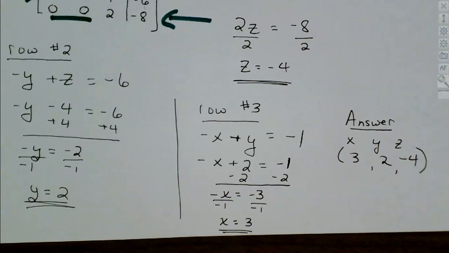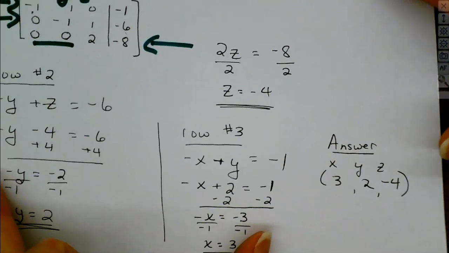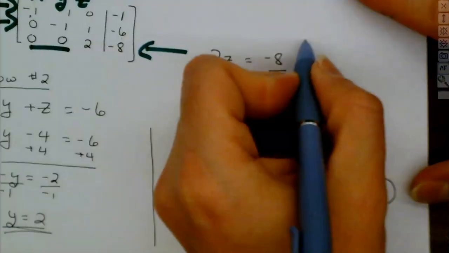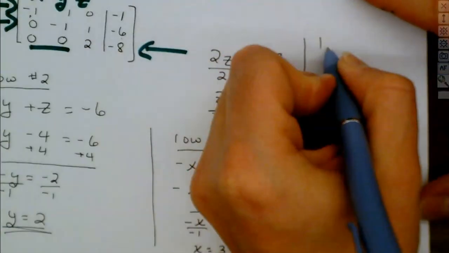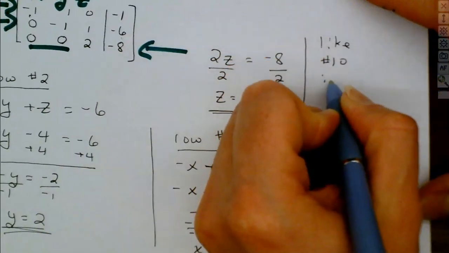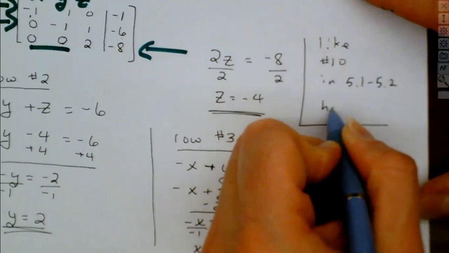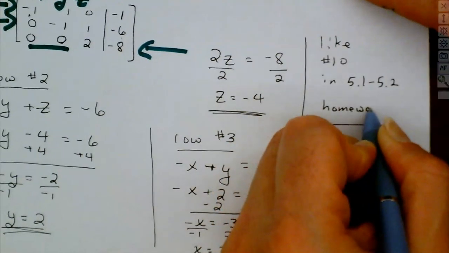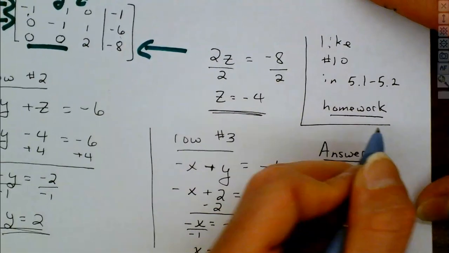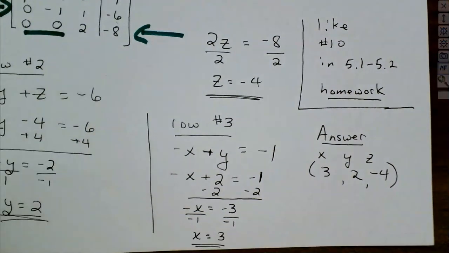That finishes up 5.2. Because this is like question number 10 in the homework. Right? So what we just did is very, very similar to question 10 in the homework.